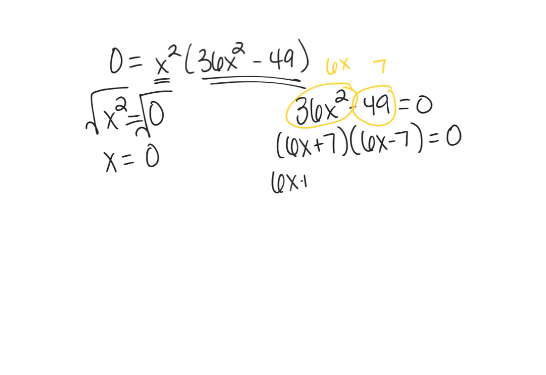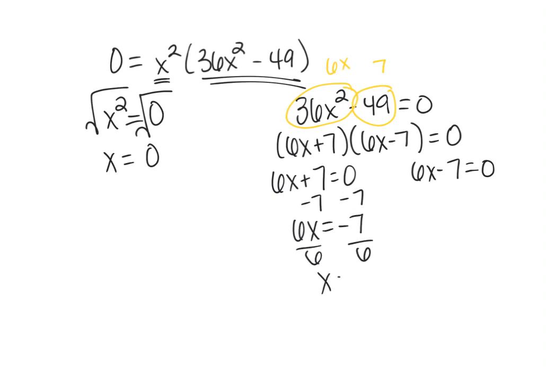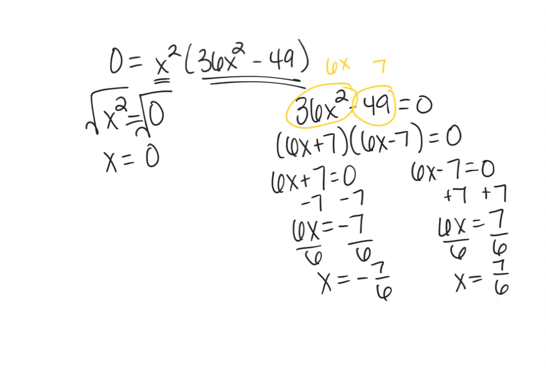But once you have these two factors, you set the factors equal to 0 and solve those. So I'm going to subtract 7, so I get 6x equals negative 7, divide by 6, x equals negative 7/6. And then on the other one, add 7, divide by 6. And so our three answers, we have 0, negative 7/6, and positive 7/6.